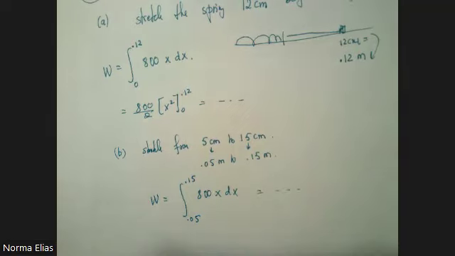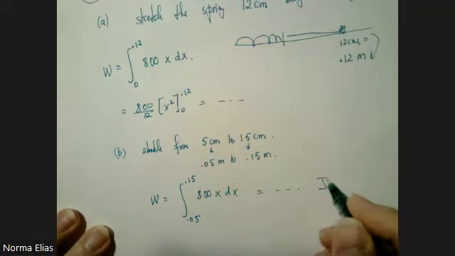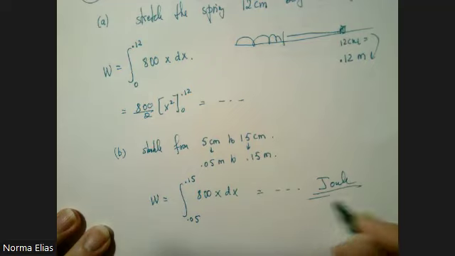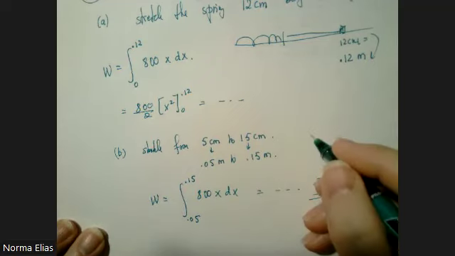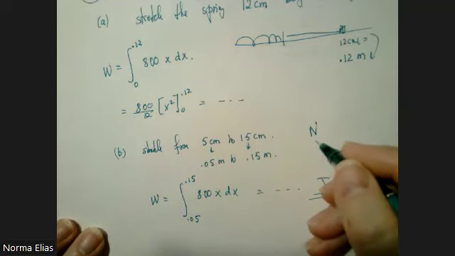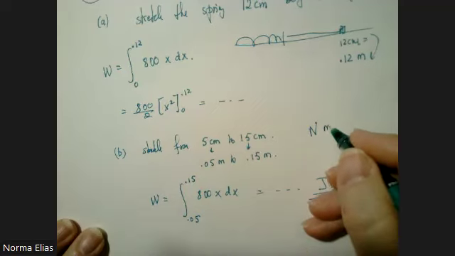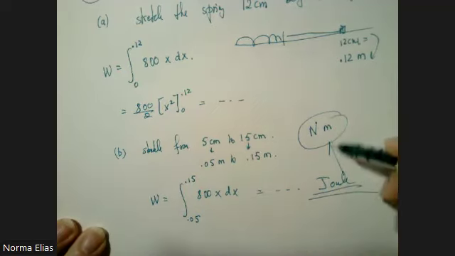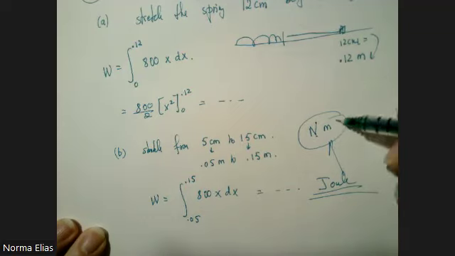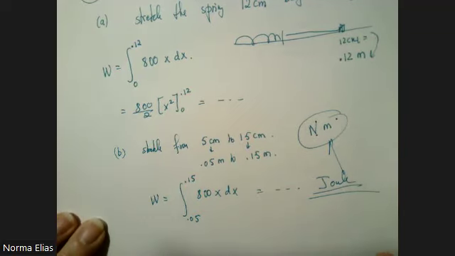Question before I move on. So you convert to meter, and now whatever answer we got, that's joule. Because joule is the unit of force, Newton, times meter. That's what a joule is. So the force has to be in Newton, the distance has to be in meter. That's how you do that.